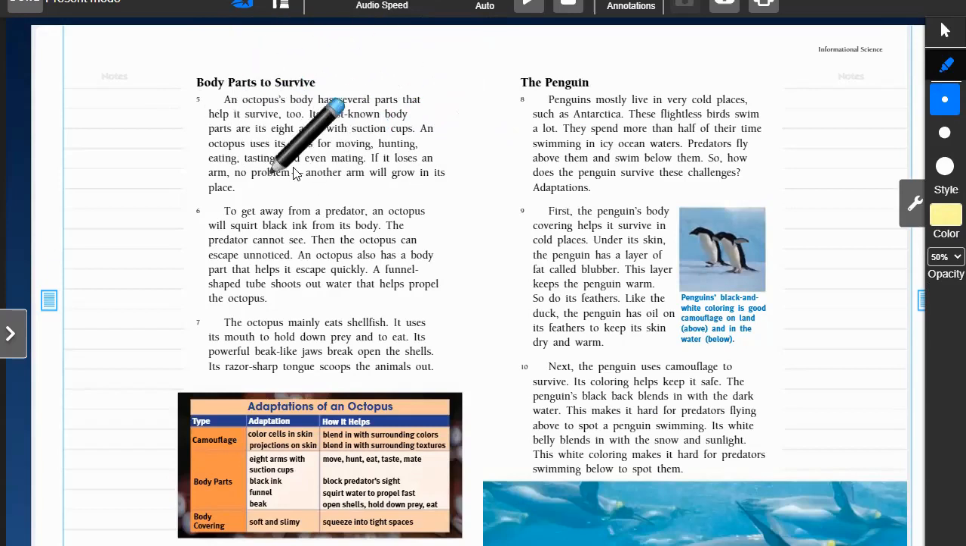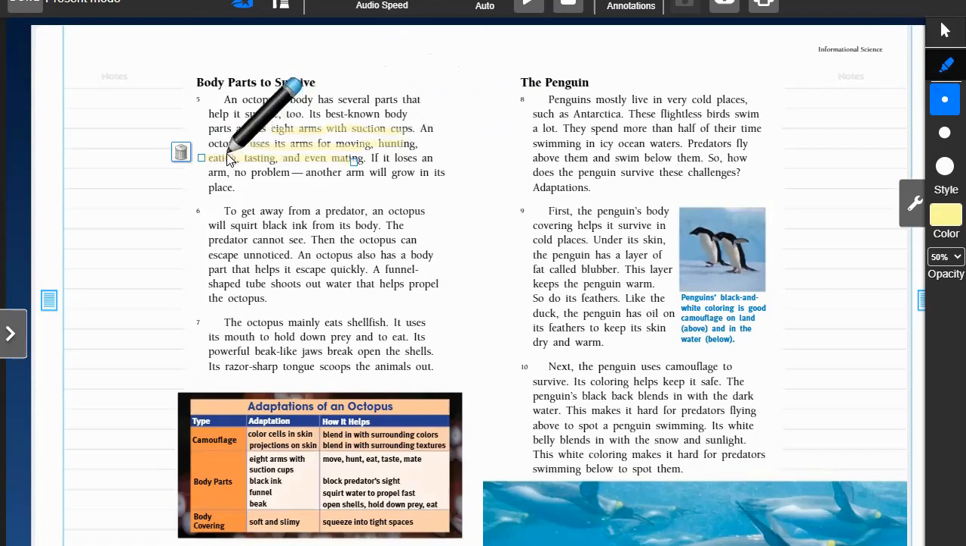So what adaptation did we learn about in paragraph 5? We learned that it has 8 arms with suction cups. How do the 8 arms help it survive? Well, it says in this next sentence that it uses its arms for moving, hunting, eating, tasting, and even mating. These are all things that the octopus must do in order to survive, right? If it can't hunt, it can't eat.